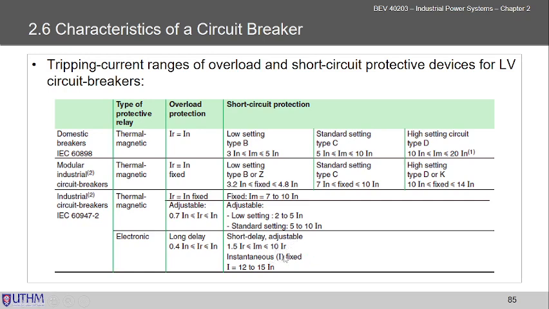So for the instantaneous fix, the I is about 12 to 15 times. So it is much larger than this one. That's why I said this is the highest and not this one. The highest I for the instantaneous is 12 to 15 IN.